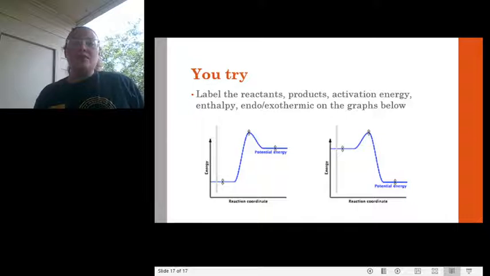So you try to label these graphs. Reactants go here and here. Products go where it says potential energy. Product here, product there. Activation is from reactant to peak and reactant to peak. Enthalpy is from product to reactant and product to reactant. So this high energy, high activation energy, positive enthalpy must be endothermic, and the low energy, negative enthalpy, small activation energy must be the exothermic. I will see you next time.